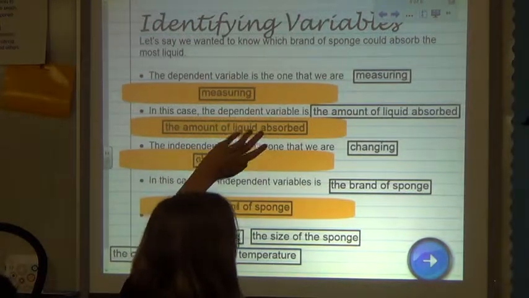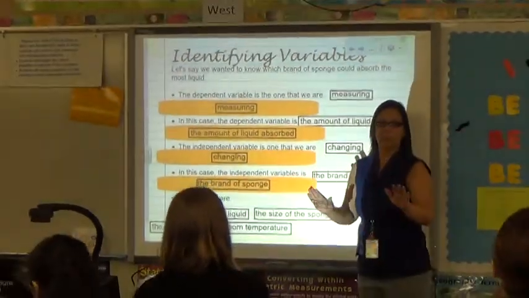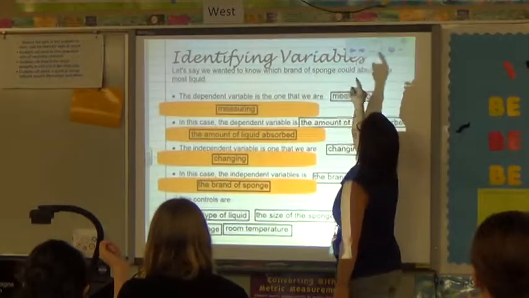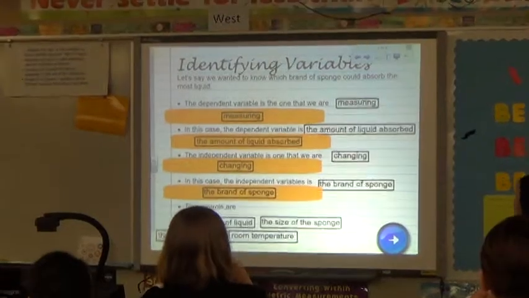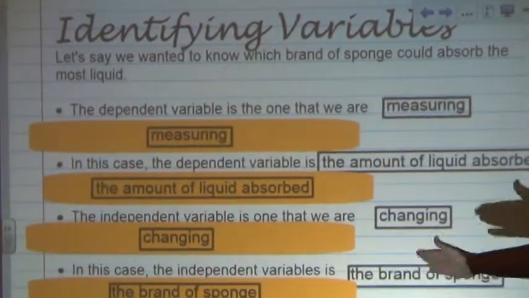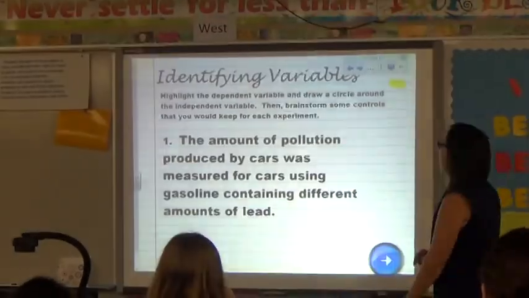Nice job. What now, Justin? Okay. Because actually, whoa, it said we want to know which brand of sponge could absorb the most liquid. That was a nice job. Good. All right. And so the controls are all the rest of them, aren't they? Yep. Okay. Next.